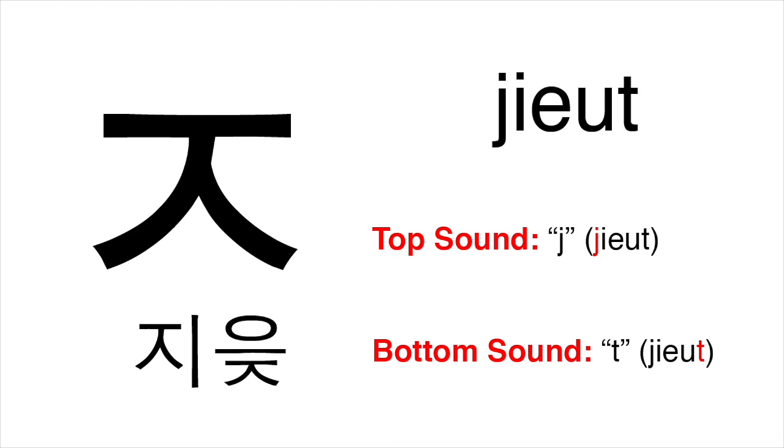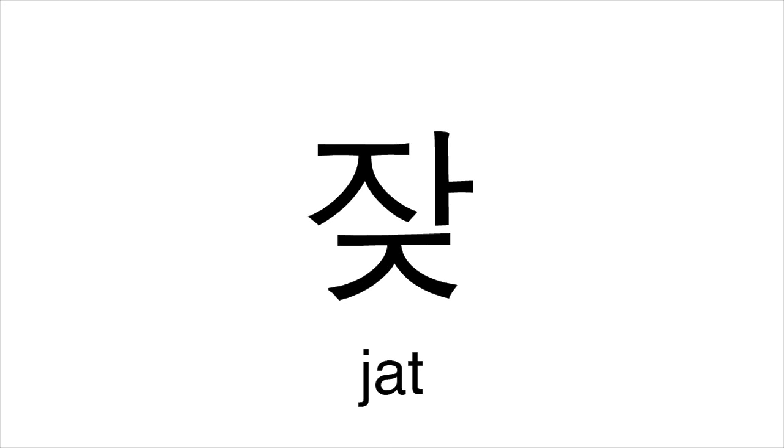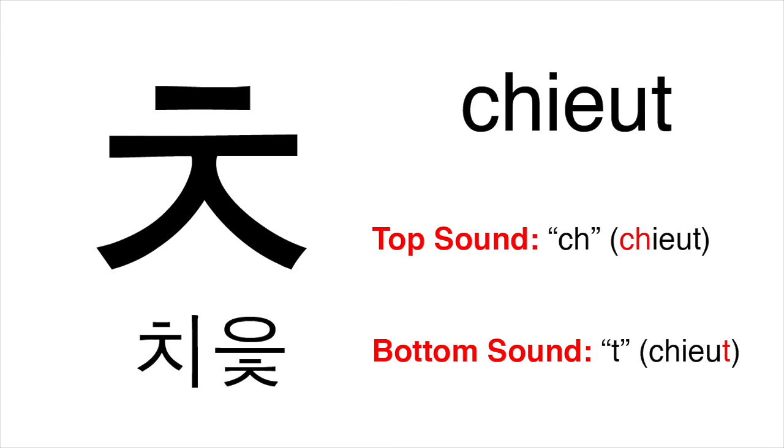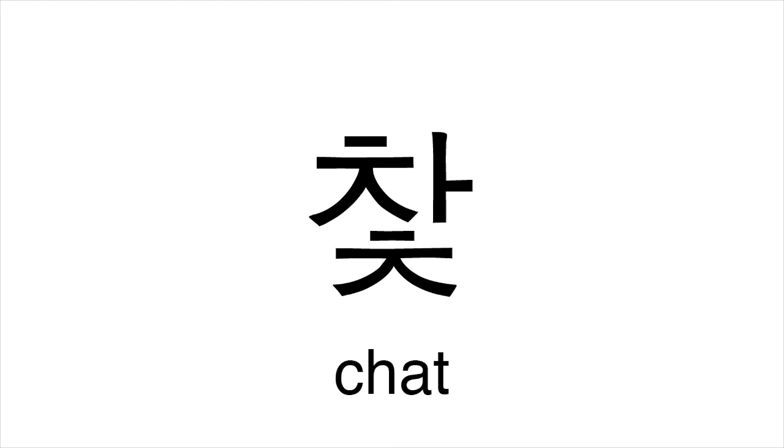The ninth consonant is Jieut, which has a J sound for top and a T sound for bottom. There are a lot of consonants that have a T sound for bottom, and this is one of them. So this letter would sound like chat. Top and bottom sound different. The 10th consonant is Chieut, which has a CH sound for top and a T sound for bottom. So this letter would sound like chat.